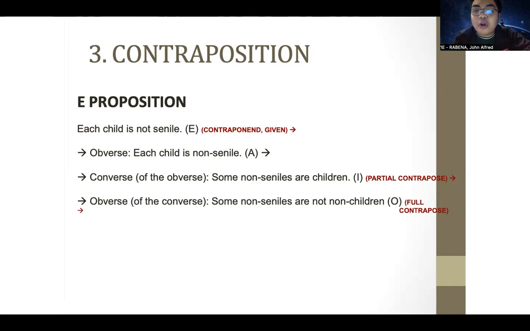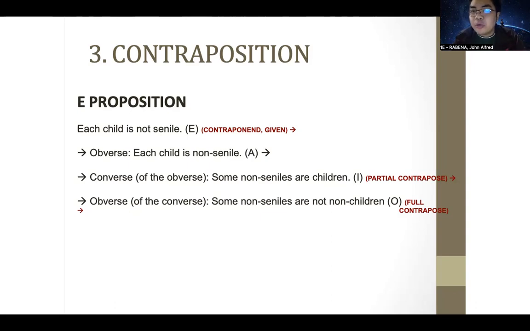So how do you get the converse of it? You first change the quantity. So each child will become some children. And it is only then that we swap the subject and the predicate. So some children are non-senile. You interchange child and non-senile, and it will become some non-seniles are children. That is the converse.